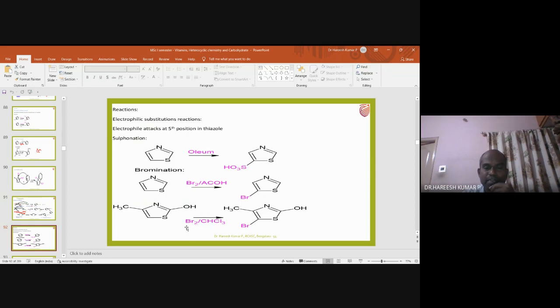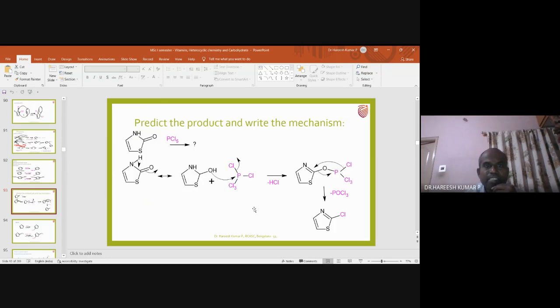So bromine is a liquid. So what will happen when 2-hydroxy-4-methylthiazole undergoes bromination in the presence of chloroform? It gives 5-bromo-2-hydroxy-4-methylthiazole as the product. So in this slide I explained how thiazole undergoes sulfonation and bromination. With this I will go to the next slide.